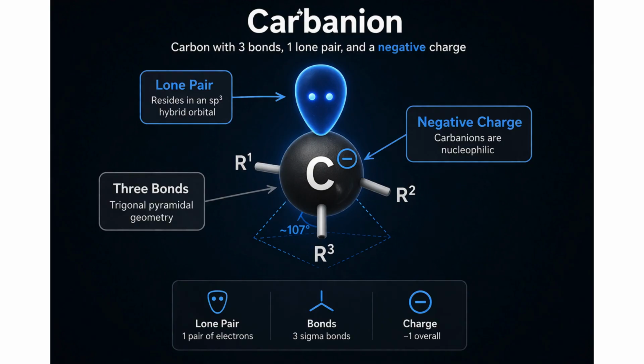Primary has 1 pusher, so it's a bit less stable. Secondary has 2 pushers, making it even more crowded. Tertiary is the weakest. With 3 alkyl groups all forcing electrons toward it, the carbon becomes incredibly unstable. So, for your exams, remember the golden rule for carbanions: less pushing equals more stability. The order is: methyl is greater than primary, which is greater than secondary, which is greater than tertiary.